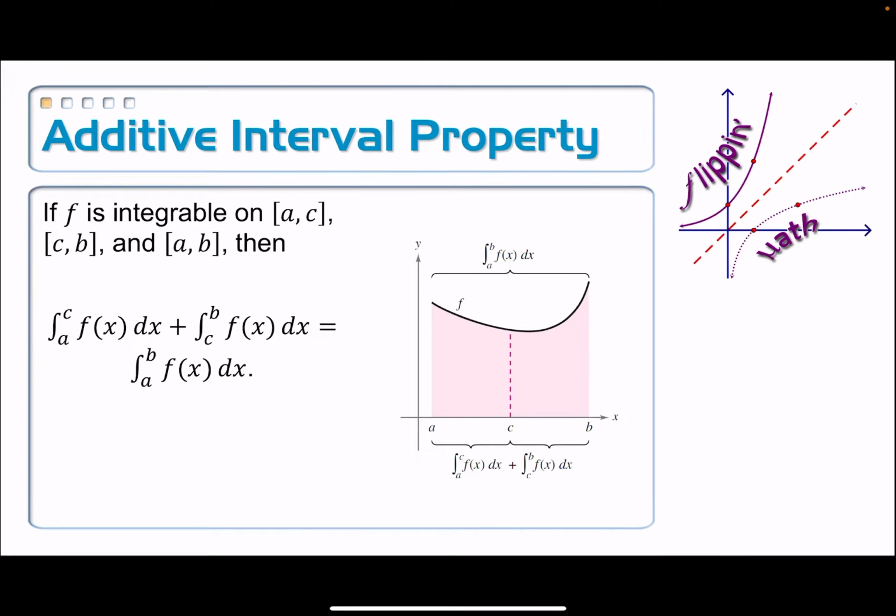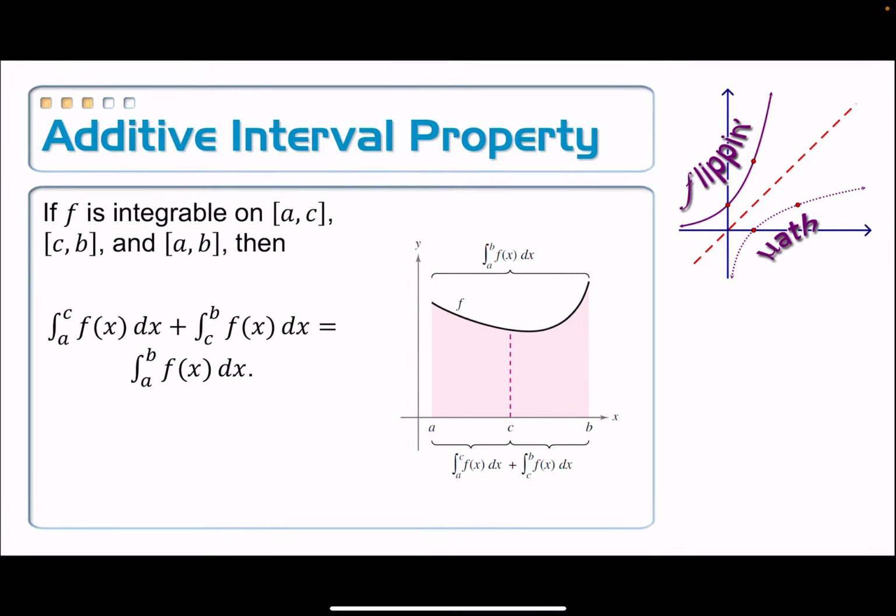All right, this next property of integrals is going to be rather intuitive, I think. So we've got the additive interval property. If f is integrable on the interval from A to C, and also from C to B, and also from A to B, we can say that the definite integral from A to C plus the definite integral from C to B should be equal to the definite integral from A to B.